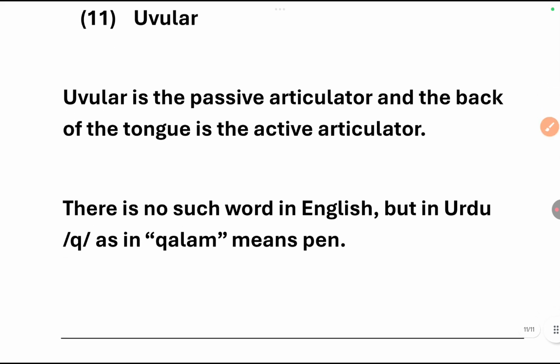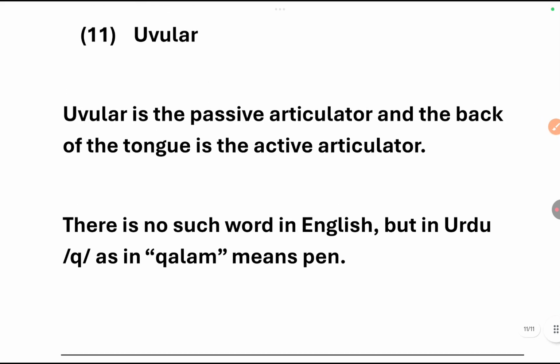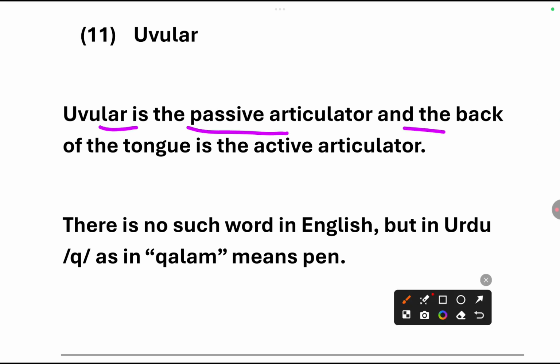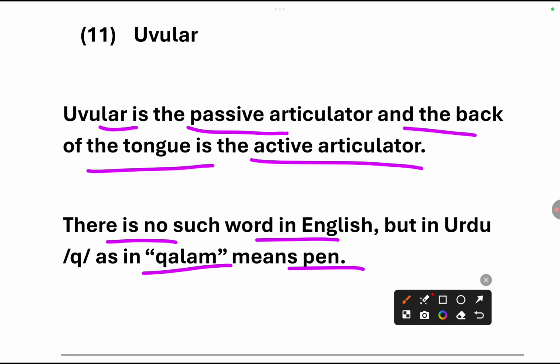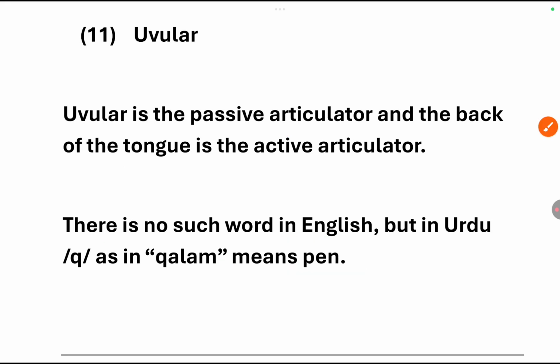Now the last one is uvular. In this, the uvula is the passive articulator and the back of the tongue is the active articulator. There is no such sound in the English language, but in Urdu there is 'qalam', which means pen, that is the uvular sound.